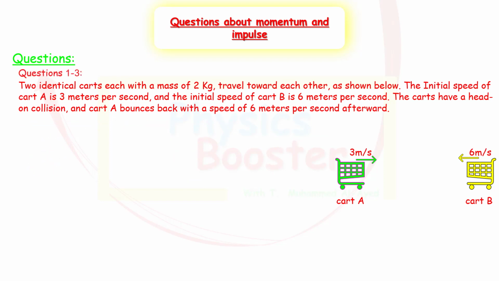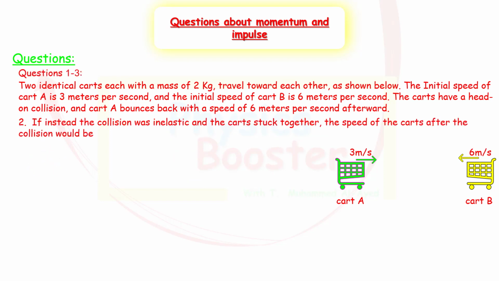Next question. It says here that if instead the collision was inelastic, okay, and the carts stuck to each other. Now it's inelastic and the carts stuck together. The speed of the carts after the collision would be, well, this is what happened. They collided with each other, object A and object B. Now they stuck to each other and now they are moving in the same direction. So this is cart A and this is cart B.